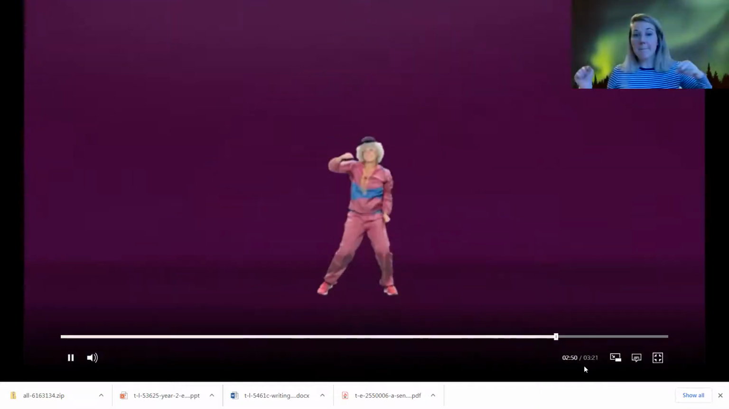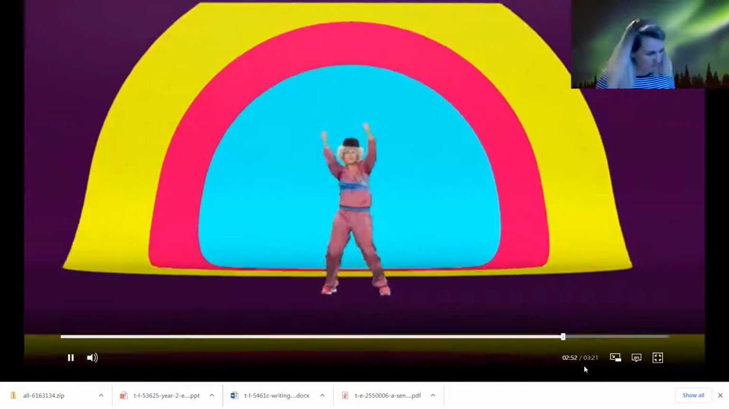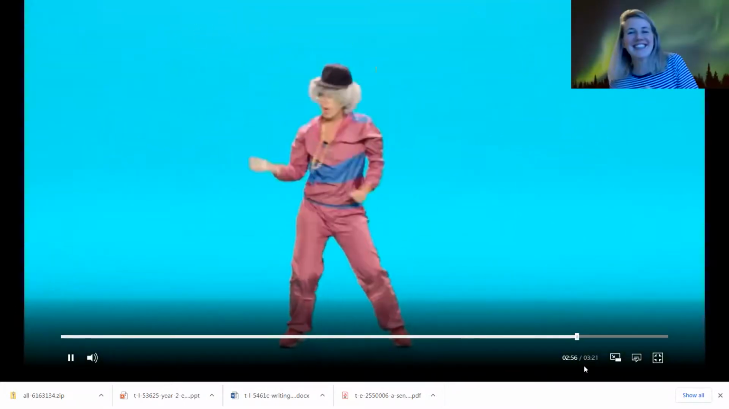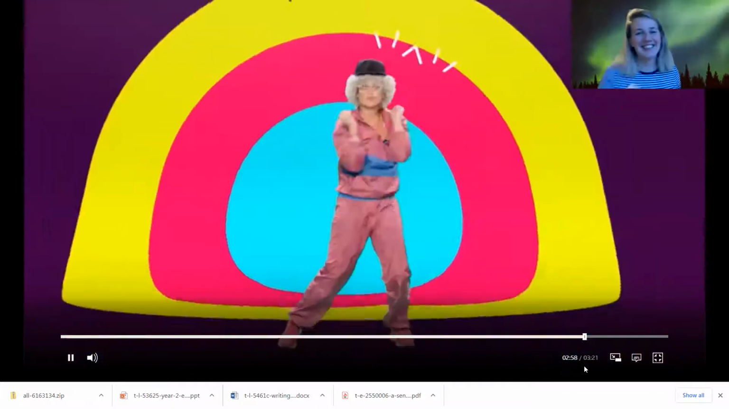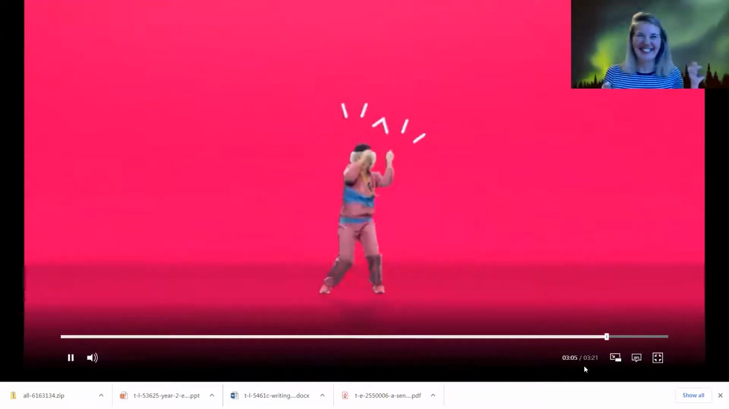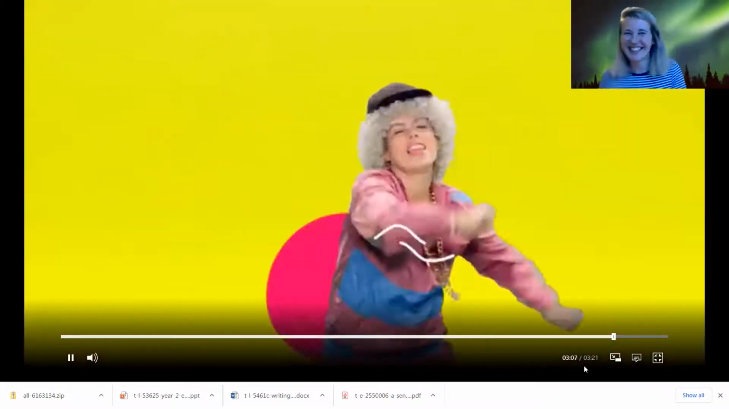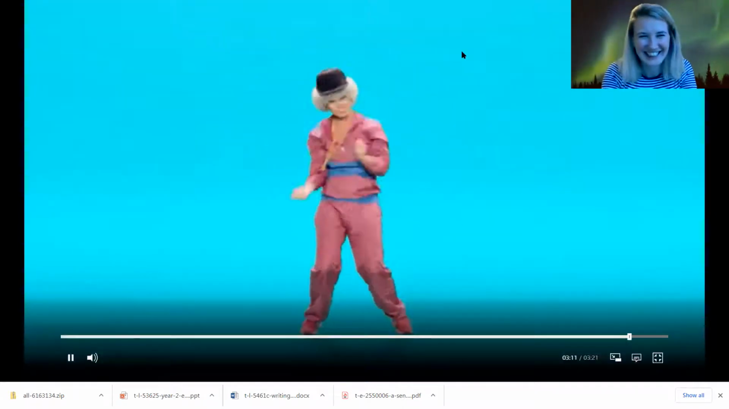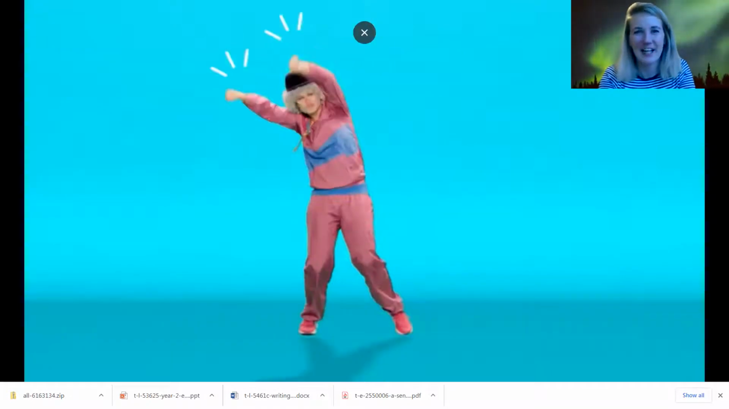Move it, move it. Man, it's good to move it. Move it, move it, move it. Move it like me. Move it like me. Man, it's good to move it. Move it like Well, me.